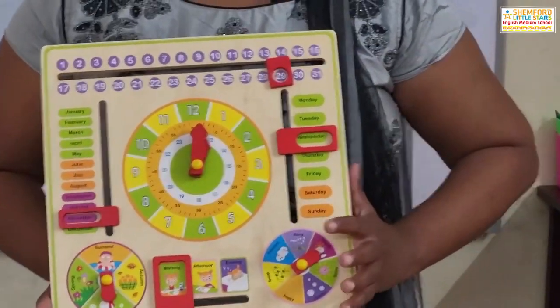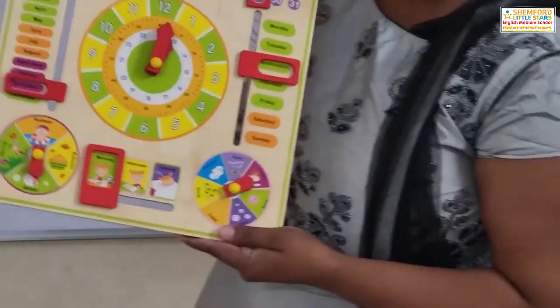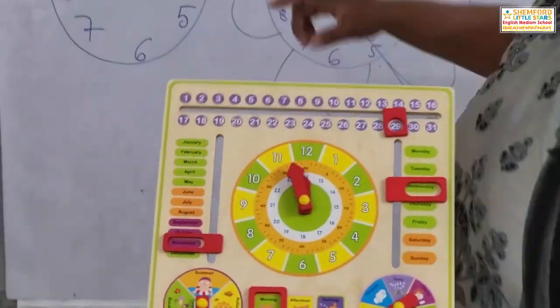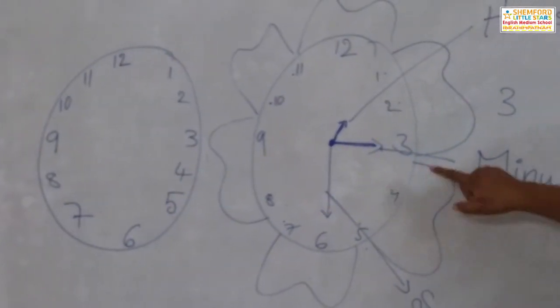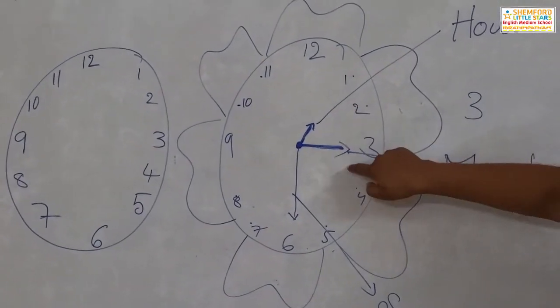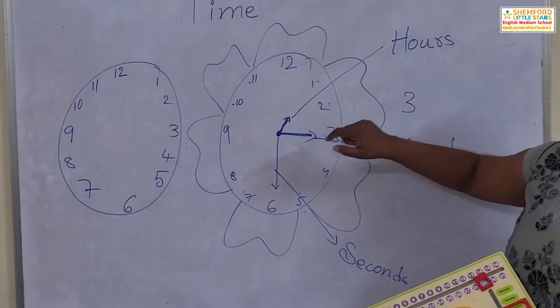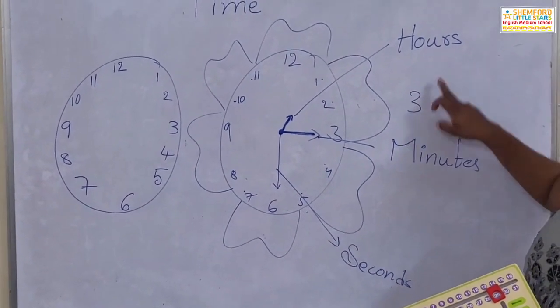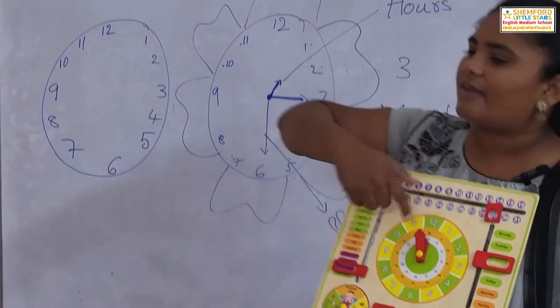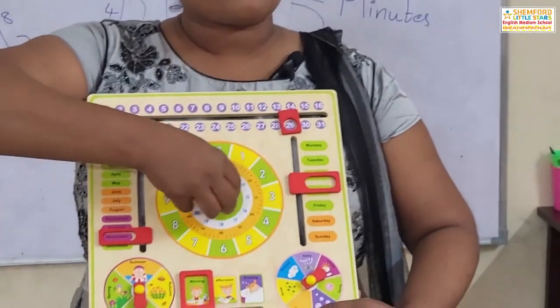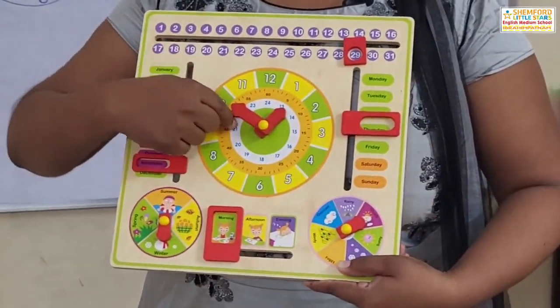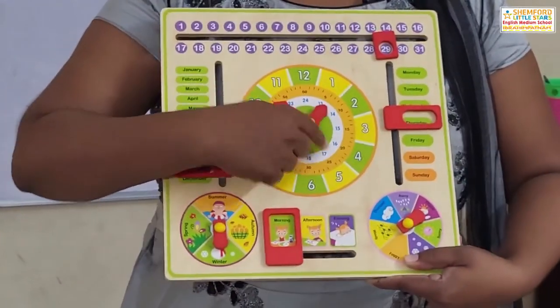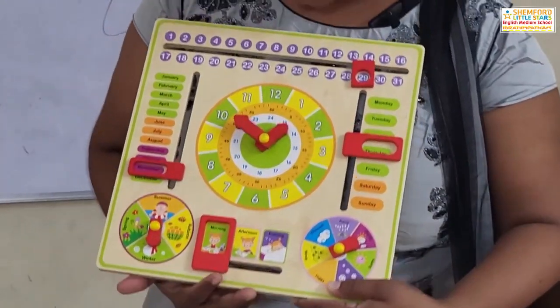Okay, now let's go into our main topic, clock. As I said, there will be three needles, right? But these two are the main needles because they show hours and minutes. So in our clock, how many main needles do we have? 2. These are the main needles.